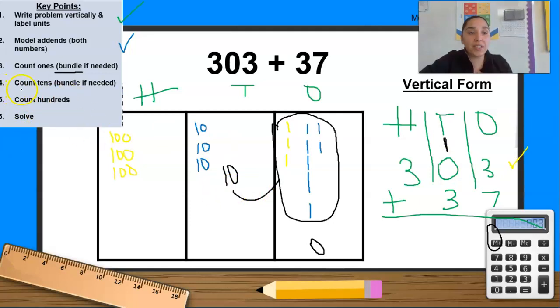Key point number 4 says count the tens. Let's read the problem for the tens. 1 ten plus 0 tens plus 3 tens equals. Let's count. 1 ten, 2 tens, 3 tens, 4 tens. So I have 4 tens.